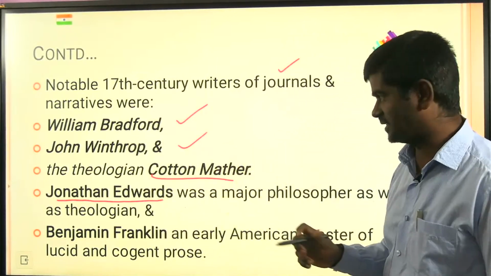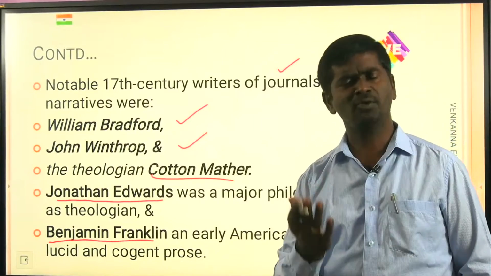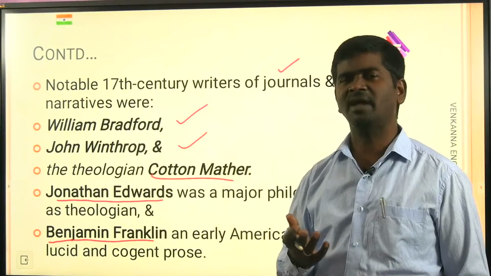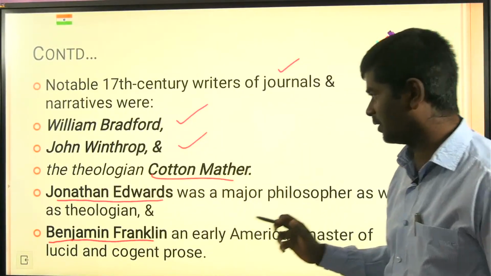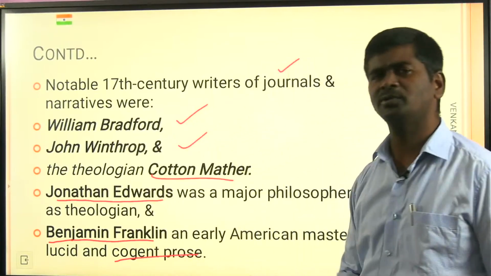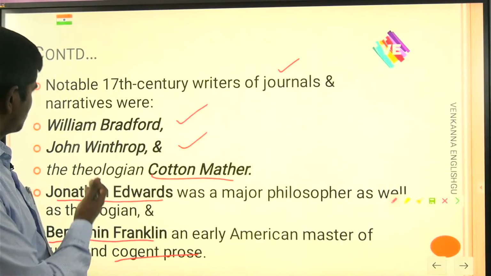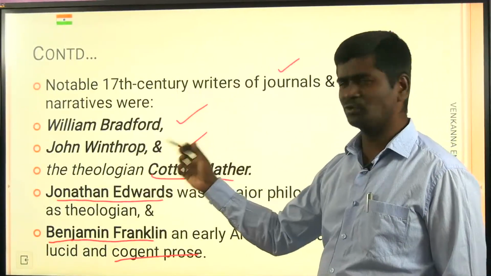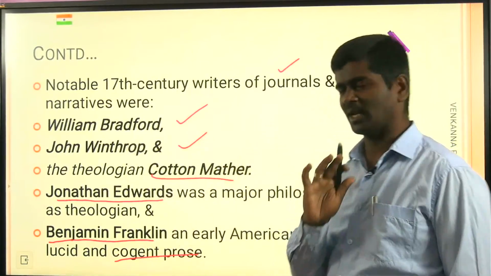And Jonathan Edwards and Benjamin Franklin, friends, remember. You might have read a lot of ideas about Benjamin Franklin, a very popular, well-known figure, an American master of lucid and cogent prose, who wrote a lot of literature which is very simple to the Americans. So these were the five major important writers: William Bradford, John Winthrop, Cotton Mather, Jonathan Edwards, Benjamin Franklin. Remember, friends.